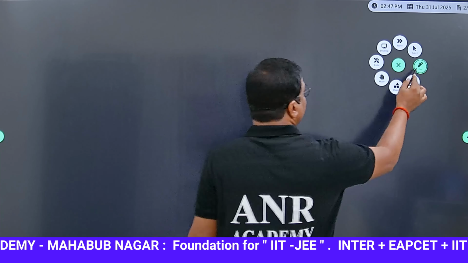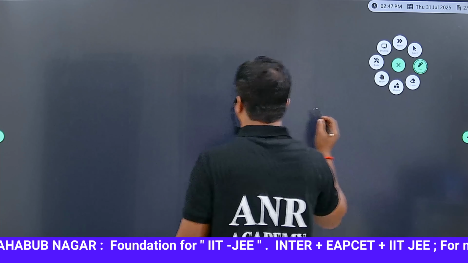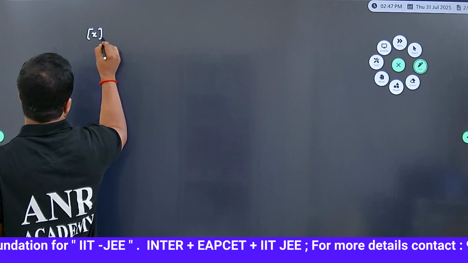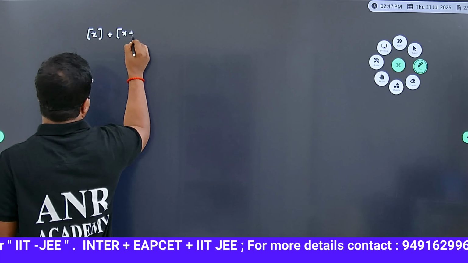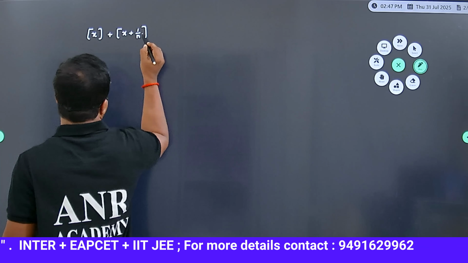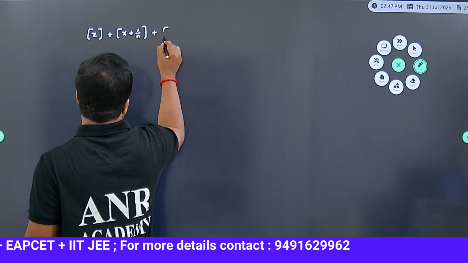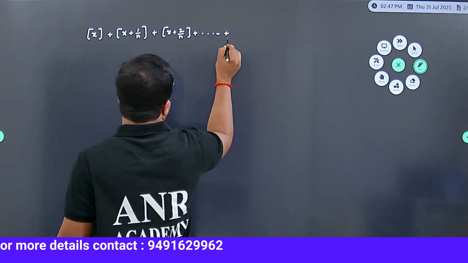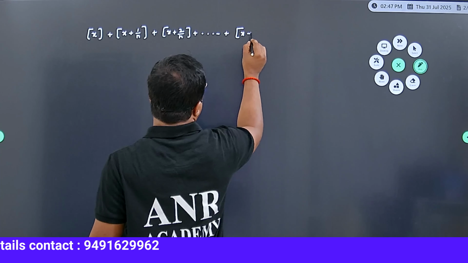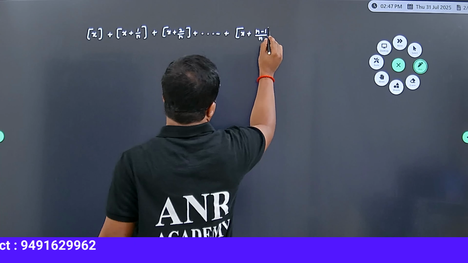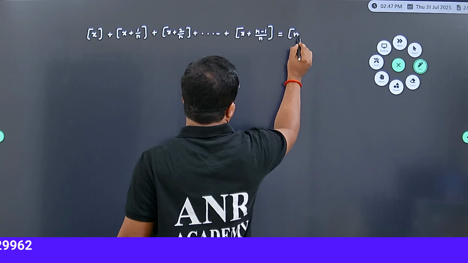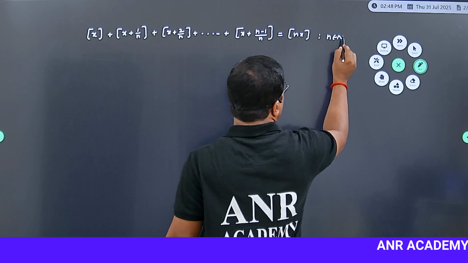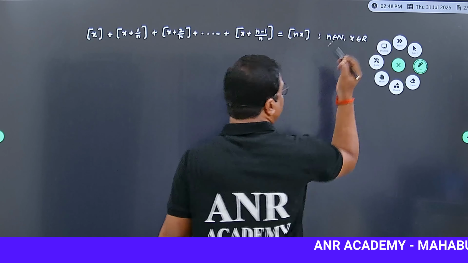Here the statement is given: floor of x plus floor of x plus 1 by n, floor of x plus 2 by n, and so on, floor of x plus n minus 1 by n. We need to prove this equals floor of nx, and here the condition is: small n is a natural number, x is a real number.